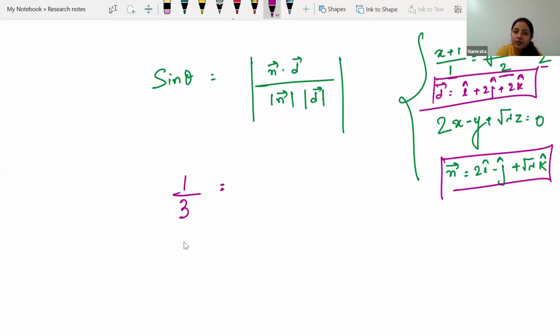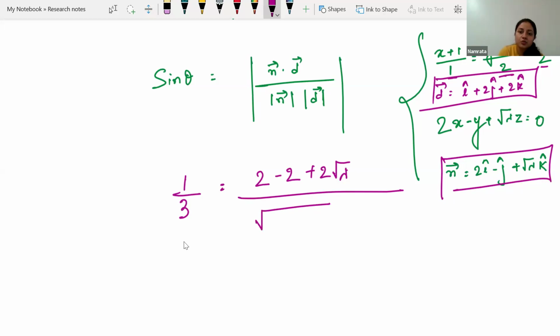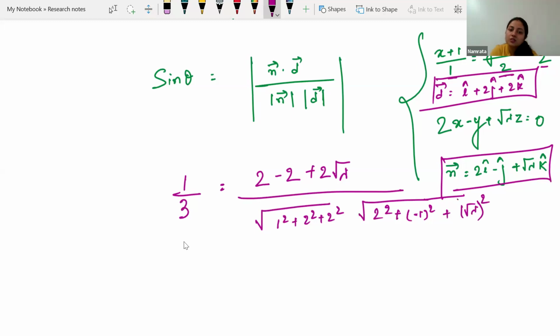Here we will take the dot product: 2 minus 2 and then 2 into root lambda, over under root 1 square plus 2 square plus 2 square, and this one, under root 2 square plus negative 1 square plus lambda square. This is what we are having.